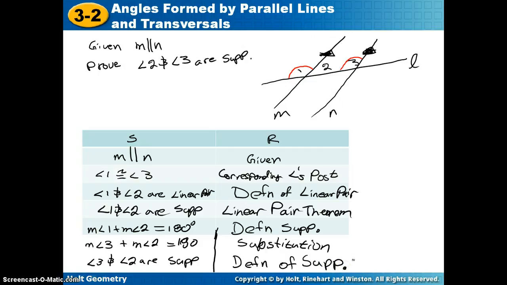This proof is the proof of the same side interior angles theorem. That means that the justification, same side interior angles theorem, cannot appear in the proof. You can't use what you're trying to prove in the proof of it.